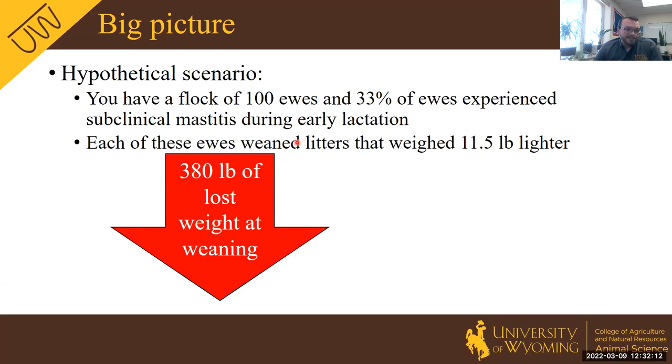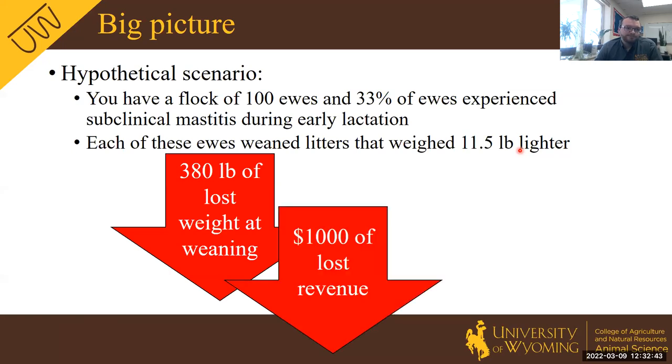Again, this number is likely dependent on the prevalence of subclinical mastitis. So it might be more if more ewes had subclinical mastitis, or it might be less if it's closer to that 15%. And lambs can consume creep feed to help compensate for reduced milk yields associated with subclinical mastitis. So this 11.5 pounds might be a little bit less. Again, it depends on your flock or herd and management through the pre-weaning growth period.